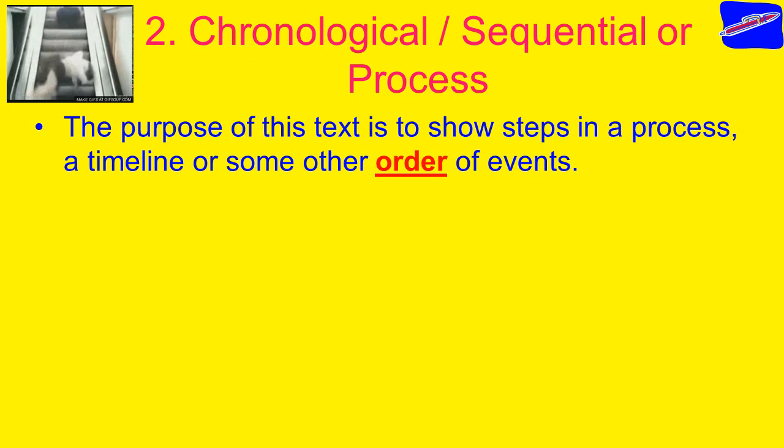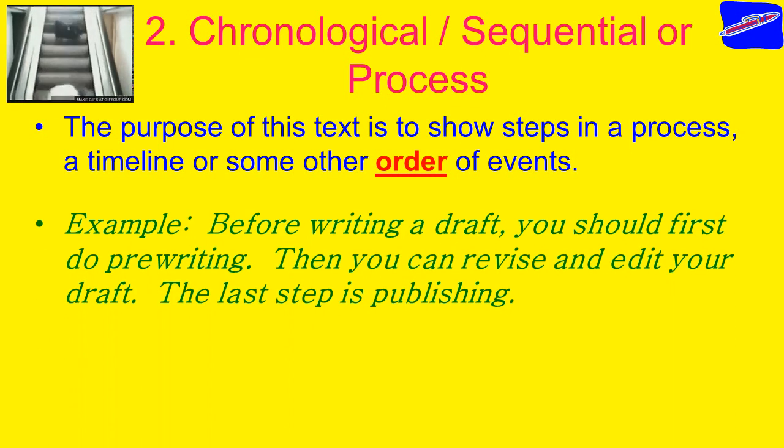An example of something that's written chronologically or sequentially might look something like this. Before writing a draft, you should first do pre-writing. Then you can revise and edit your draft. The last step is publishing. In this example, it shows us what we should do and exactly what order we should follow.